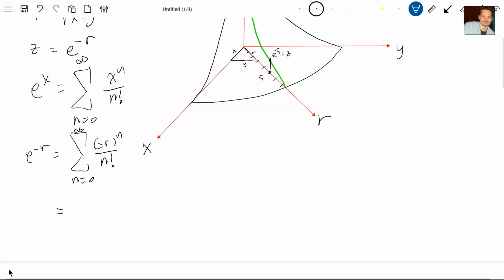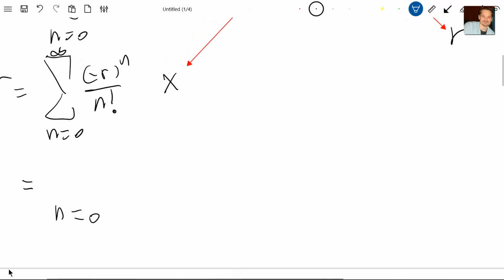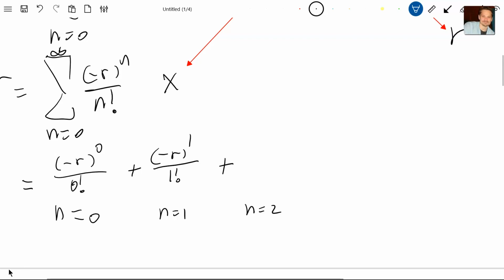Let's do this. Let's write out, say, 3 or 4 terms explicitly. So for example, imagine that n has the value 0. I'm going to zoom in here so we can see everything better. When n has the value 0, the first term would be negative r to the 0 over 0 factorial. Next one. Imagine n has the value 1, and this would be negative r to the first over 1 factorial. Next one. Imagine n has the value 2, then this would be negative r squared over 2 factorial.